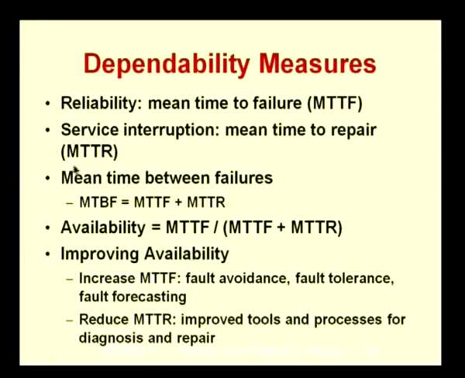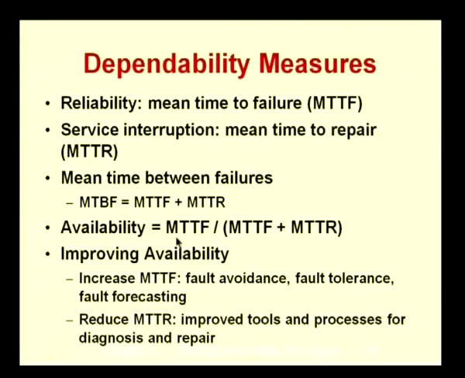Another term that we talk about is mean time to repair, MTTR, which is the time it takes for the repair to be done. So mean time between failures will be the sum of mean time to failure plus mean time to repair. That is how long it takes before a failure occurs, and then when a failure occurs, how long it takes for that repair to be done. So MTTF plus MTTR will give you the mean time between failures. Availability we can say is MTTF divided by MTTF plus MTTR. So, this is what availability is.